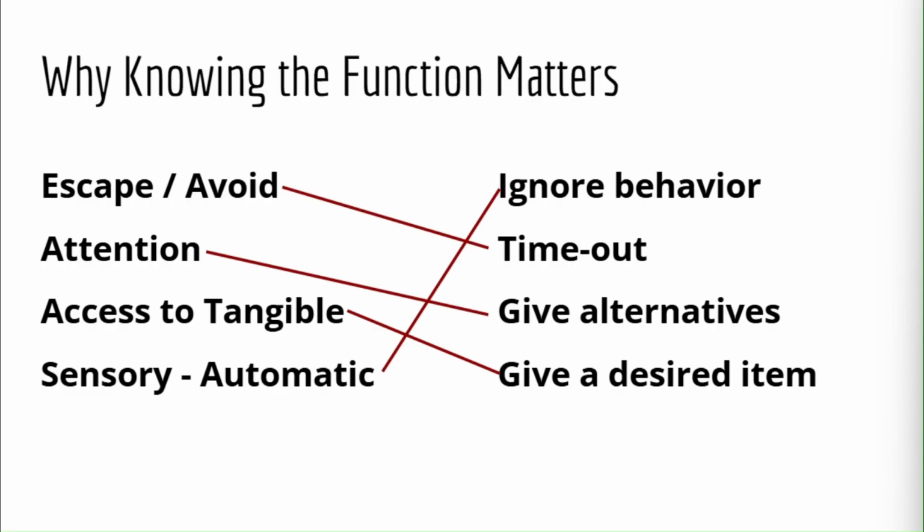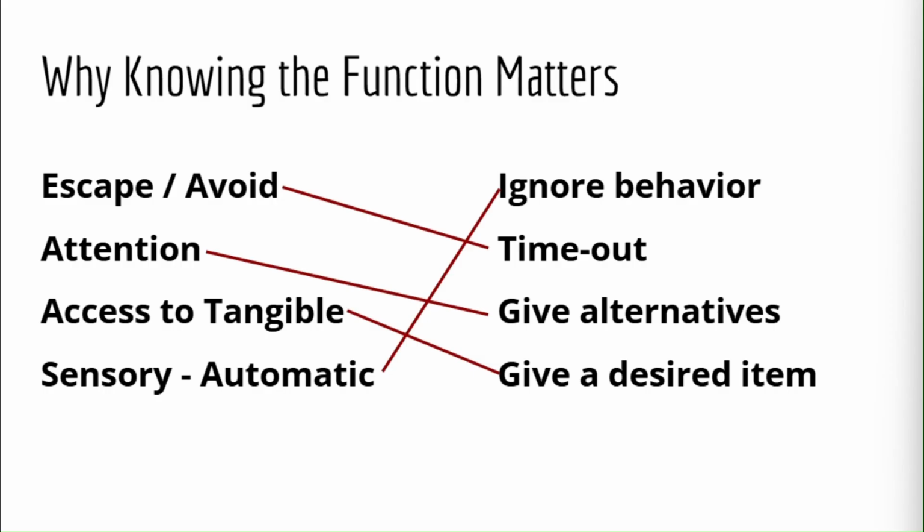When you know the function, you can create a replacement behavior that meets the same need in a better and more appropriate way. Let's review the examples on this slide. So why wouldn't we want to use a timeout for escape or avoid? As we just said, the reason is that the function is to escape or avoid something in the environment, and a timeout will serve that function and increase the use of this behavior in the future.